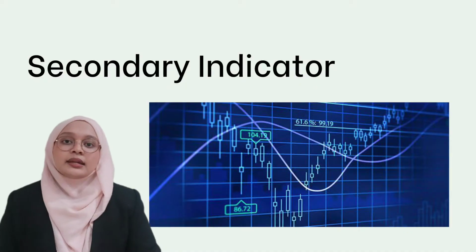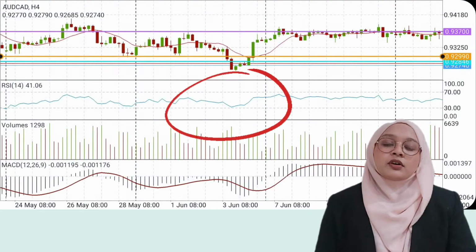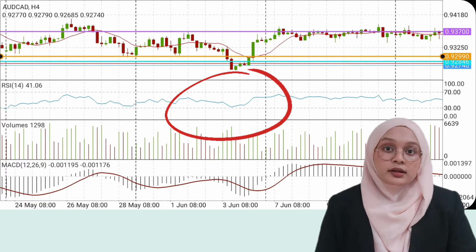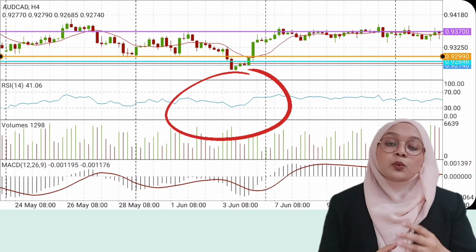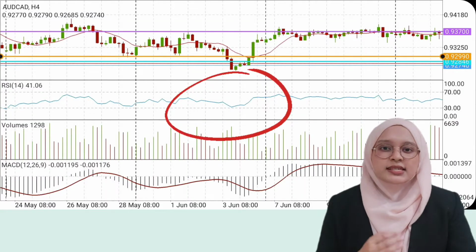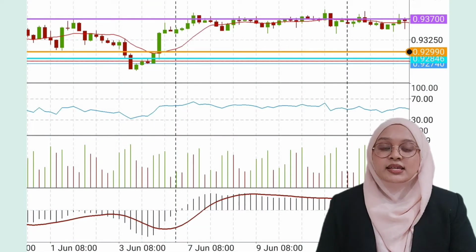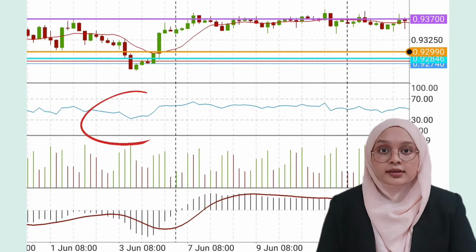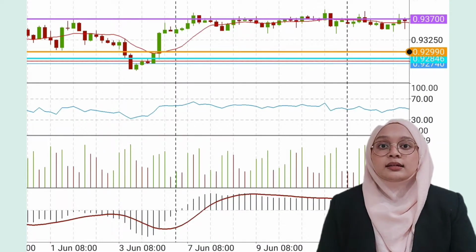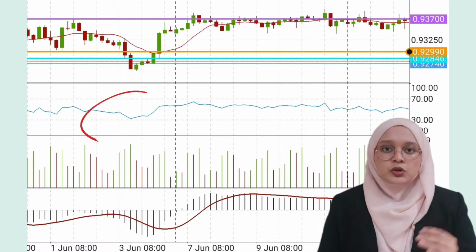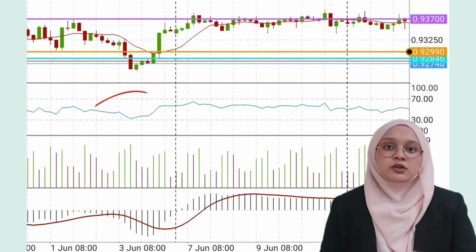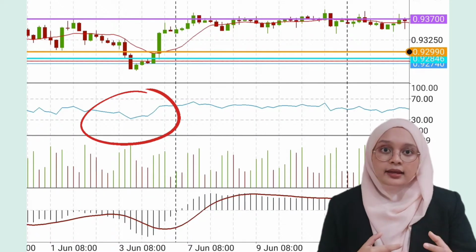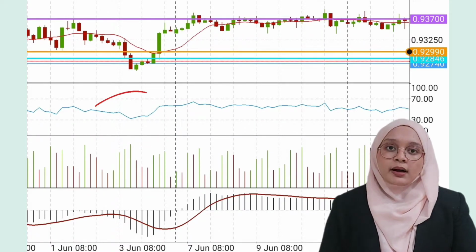The secondary indicator. As for the graph of Australian dollar versus Canadian dollar, the relative strength index, the RSI, shows the shares are not overbought or oversold, as the value is lower than 70 at 32.51 and higher than 30 on the 3rd June 2021. Thus, you can still buy or sell because the RSI has not reached the phase of 70 or less than 30 yet, but it is preferable to buy.